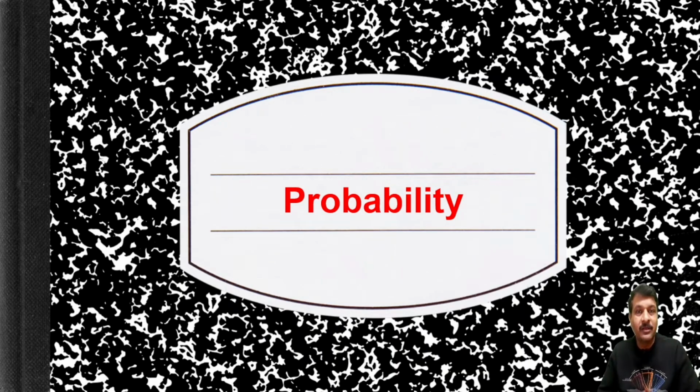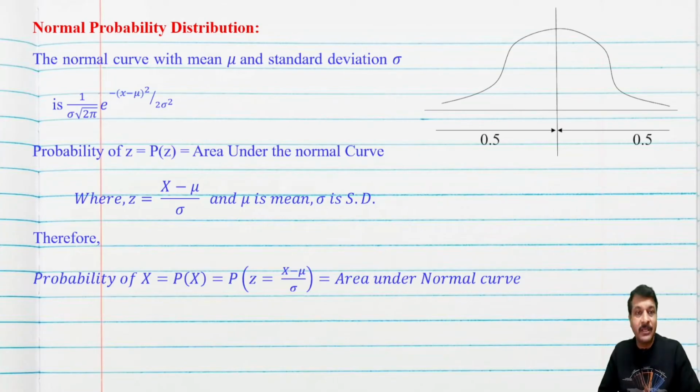Hello student, today we are going to start the normal probability distribution. The normal curve with mean mu and standard deviation sigma is 1 upon sigma root 2 pi into e raised to minus x minus mu whole square upon 2 sigma square. Means by using mu and sigma we can draw such type of graph or curve which is known as normal curve. In this normal curve, along this side it is z and here it is f of z.